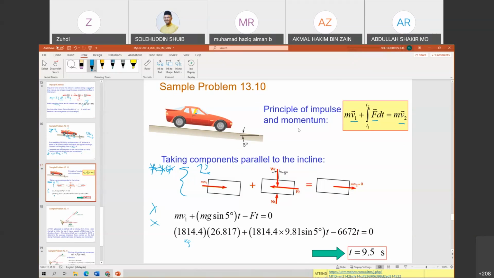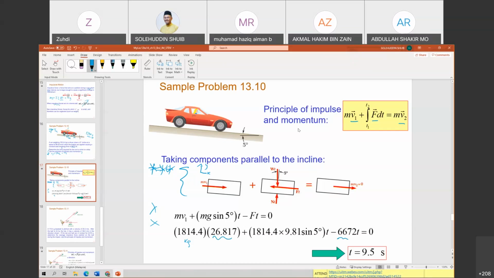And then you multiply mv velocity and then plus 1814.4 times 9.81 sine t. Okay, and then force, braking force. This is referred to as braking force times t. So you solve this, you get t equal to 9 seconds.